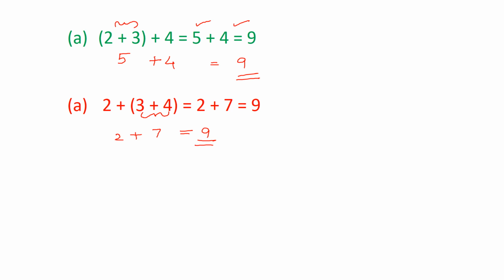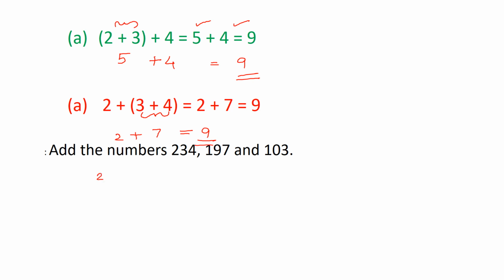Okay. Now let us see the numbers. Add the numbers 234, 197 and 103. I am going to add the numbers. 234 plus 197 plus 103. Now, I'll add these two numbers first. You start from the left side, isn't it? So, I have 234 plus 197. Can you give me the answer?